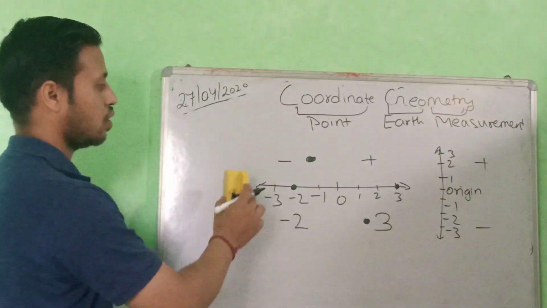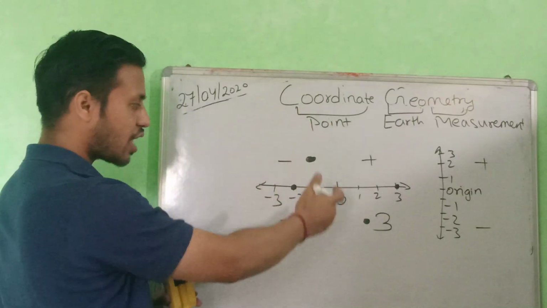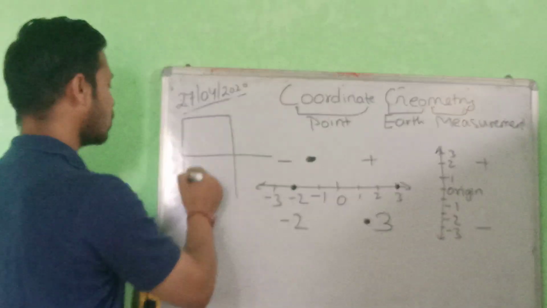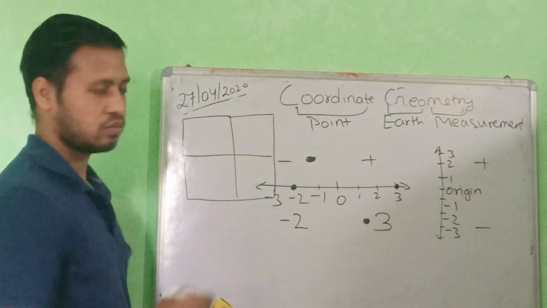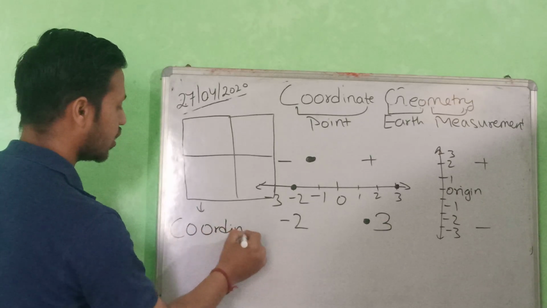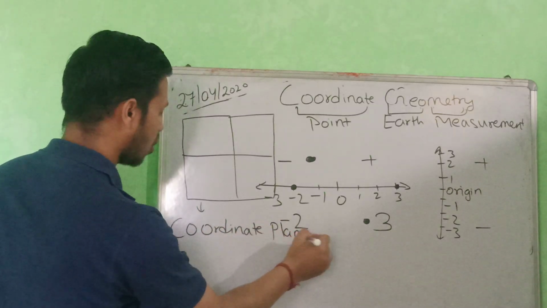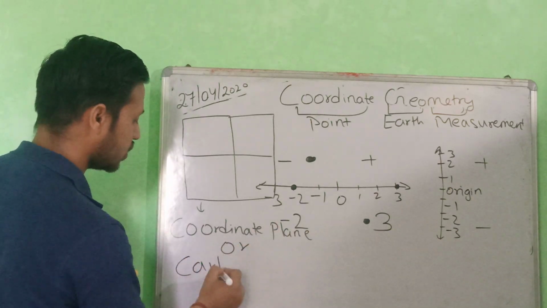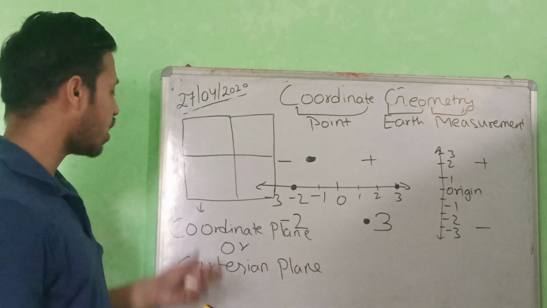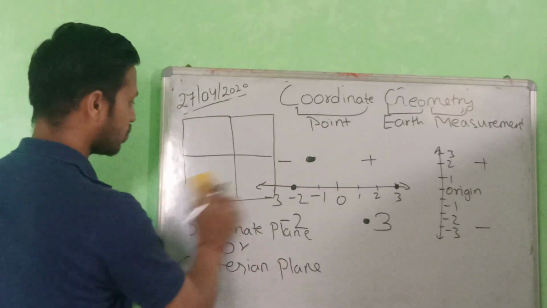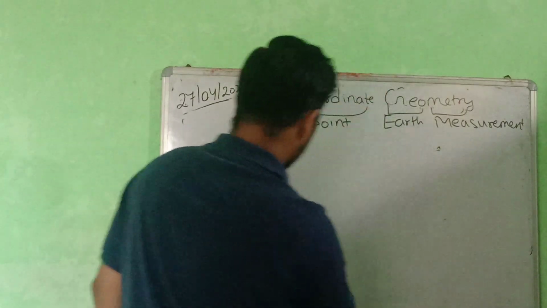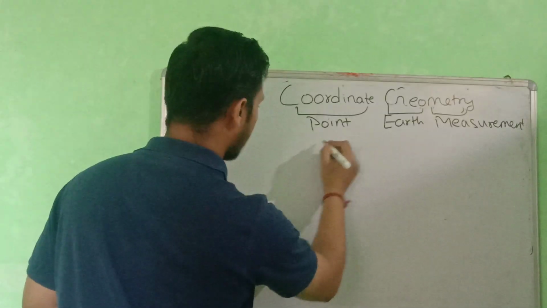Now, when these two lines intersect perpendicularly at the origin like this, a plane is formed. This plane is called the coordinate plane or Cartesian plane. Coordinate plane or Cartesian plane.